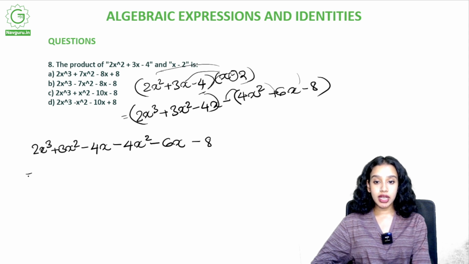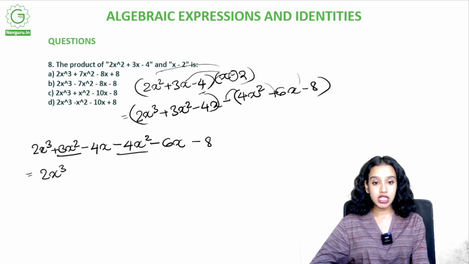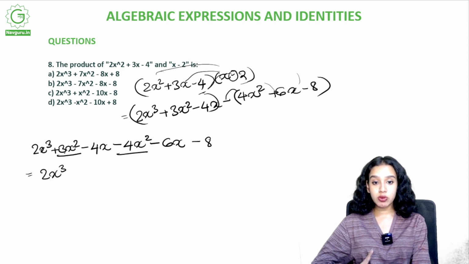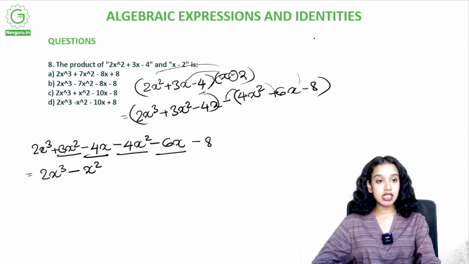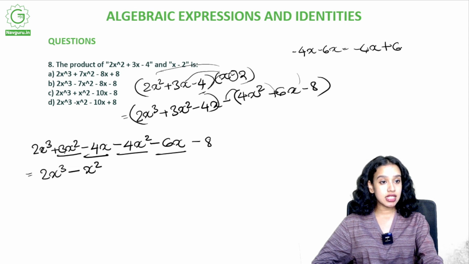So what is this? We have 2x cube and we have 3x square and minus 4x square. 3x square and minus 4x square will give us minus x square, and we have minus 4x and minus 6x. Minus 4x minus 6x would give us minus 4x plus 6x.